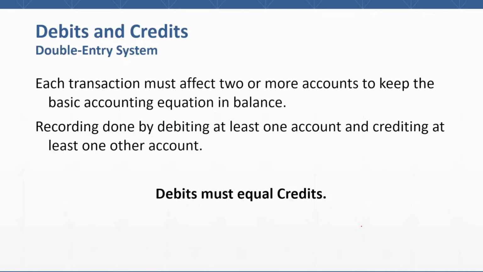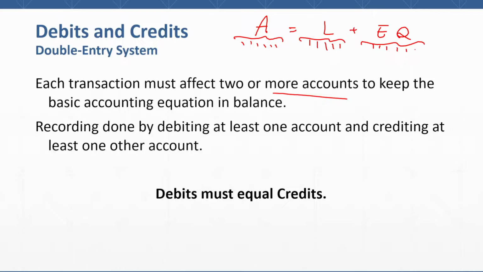The next topic is called the double entry system. The idea is that for every single transaction, at least 2 accounts are involved, at least 2 accounts are affected. And they are affected in a way that the accounting equation remains in balance. Remember the accounting equation? Total assets equal liabilities plus equities. And within each account group, we have several accounts, right?